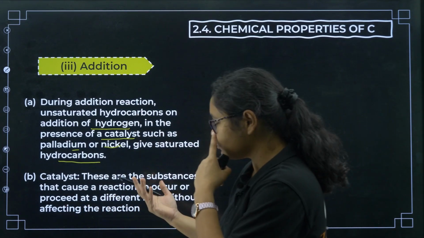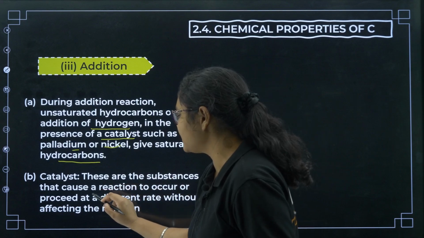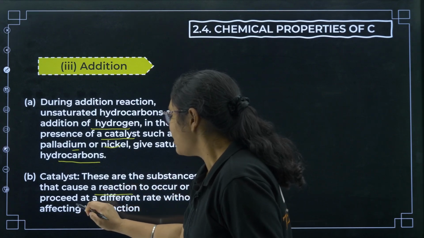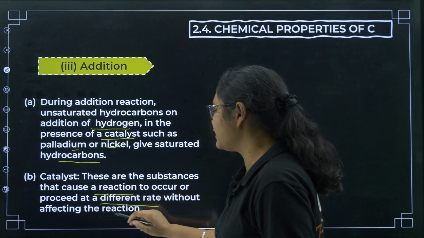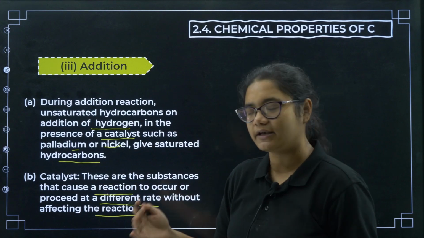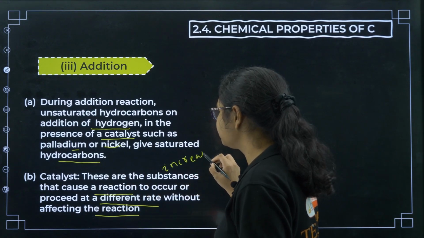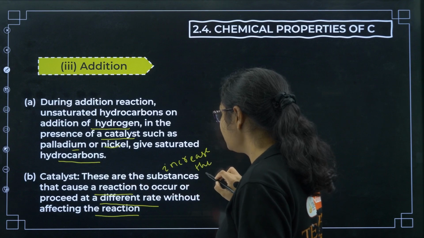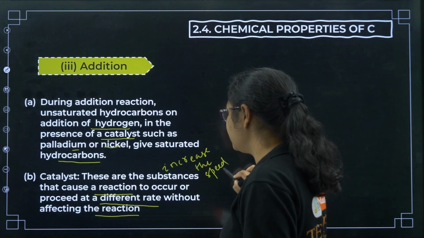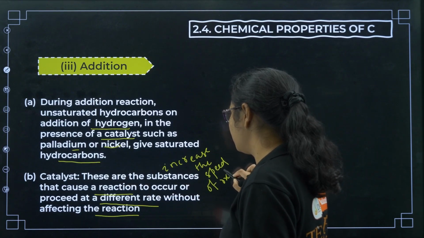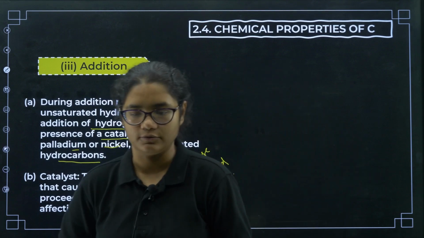Now catalyst, what is their role? These are the substances that cause a reaction to occur or proceed at a different rate without affecting the reaction. So generally what catalysts do is they increase the speed of the reaction, okay.